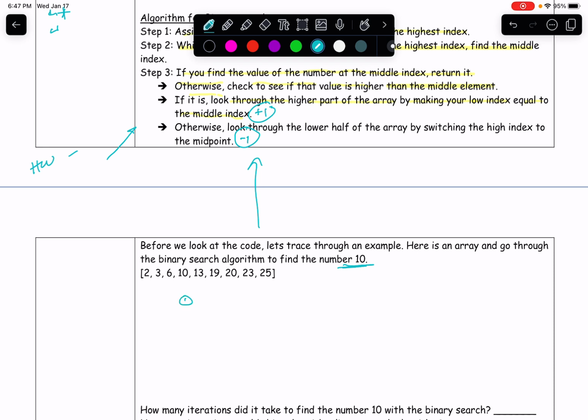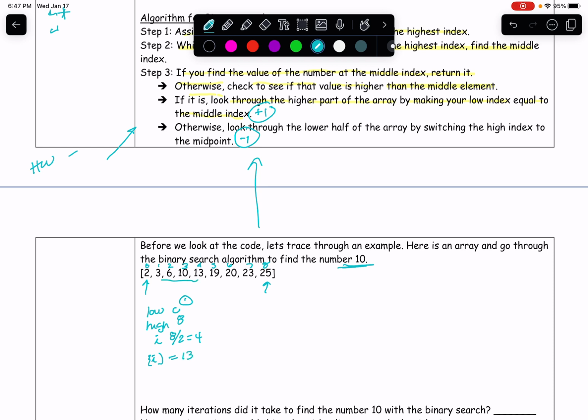First of all, let's get our indexes, because that's what you have to use for these. So we've got 0 through 8. The low index is 0 and the high index is 8, and you find the average of those. So I would be 8 divided by 2, which is 4. Then it looks at I, so what is I? If you look at index 4, it's 13.